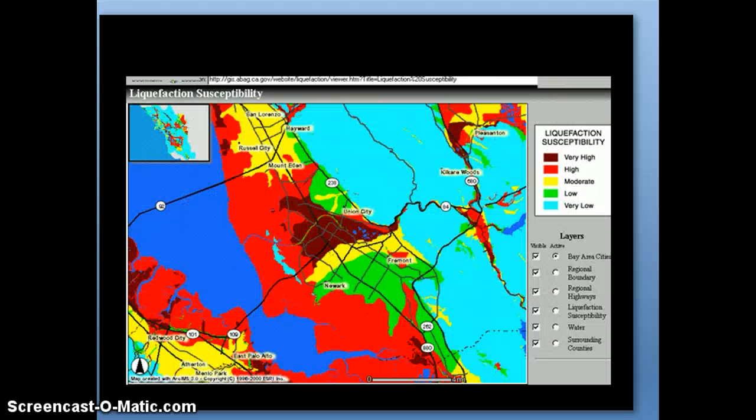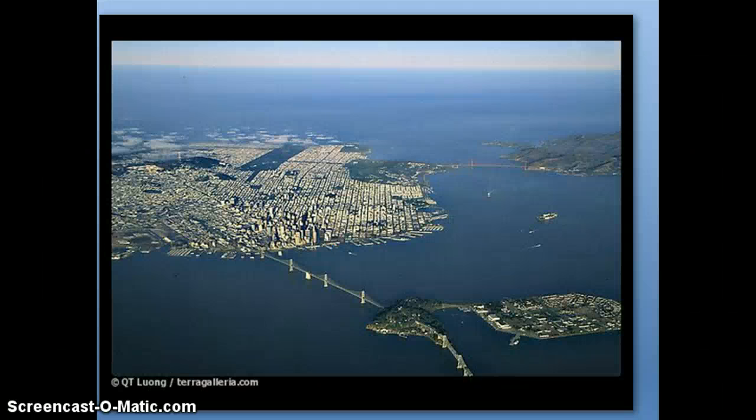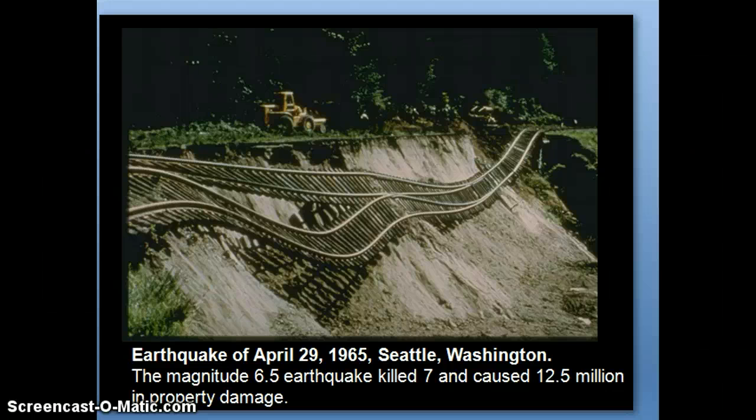So if you look at this map of liquefaction susceptibility, you can see that all along in the red area it's high, in the brown it's very high, and these are areas along the bay in California that have been filled with rock and gravel, so it was a way to reclaim land for building. But let's look at what's on that landscape. So the potential for major issues from liquefaction is very high.